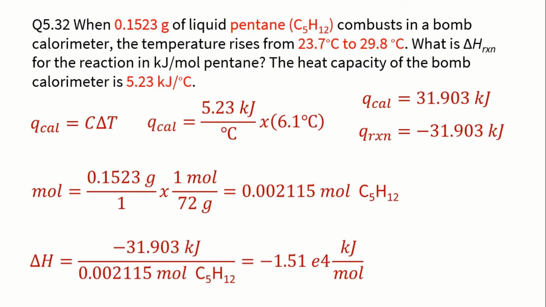And I did three significant figures because the temperature, right, 23.7, has only three significant figures there. The heat capacity of the bomb calorimeter, I guess, is also measured, and there are three sig figs there. So I went with three significant figures for the answer, and it's a negative energy, right, because this combustion reaction is exothermic. So hopefully that helps with question 5.32 from the homework.